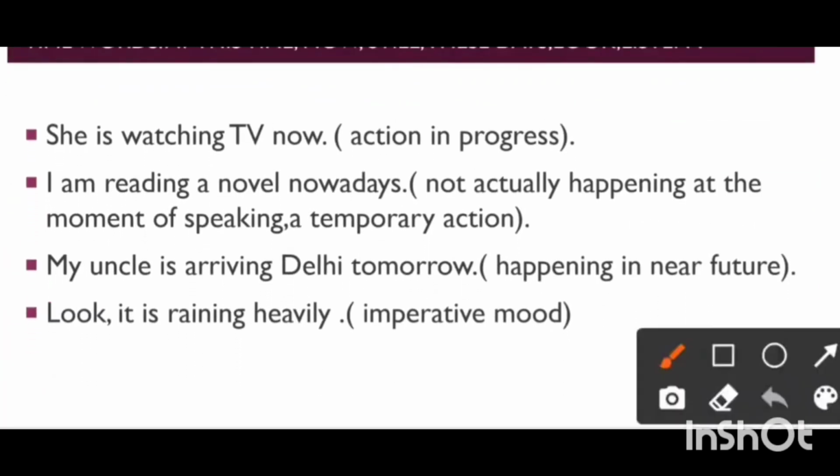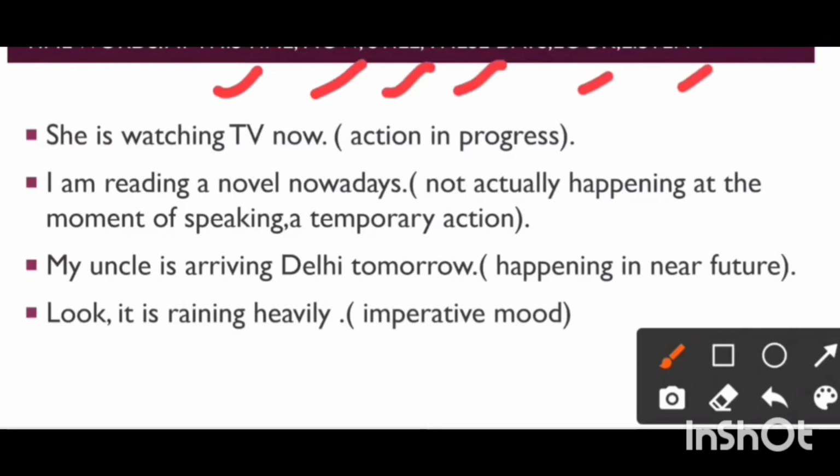Next tense is present progressive or present continuous. As the name suggests, the action is in progress at the moment of speaking. And the time words used here are: at this time, now, still, these days, look, listen. What are you doing at this time?